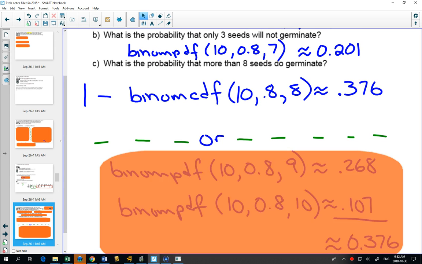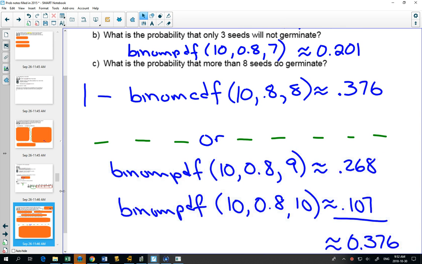You could also do this in cases. You could figure out, since there's only 2 cases, it's really not that hard. You could find out exactly 9. Well, that's 27%. And we already figured out exactly 10 in part A, so this wouldn't be hard to do it this way either. Add those up and you get the exact same number.